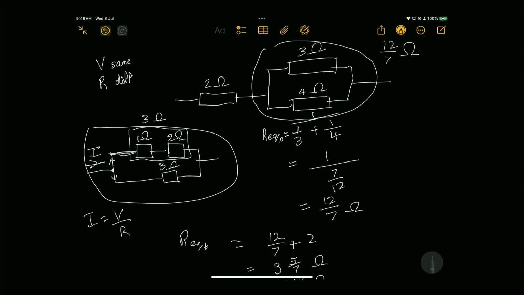Right, so let us move on now to Kirchhoff's laws. So we saw there are two of Kirchhoff's laws. There's Kirchhoff's current law and Kirchhoff's voltage law. So what is Kirchhoff's current law?